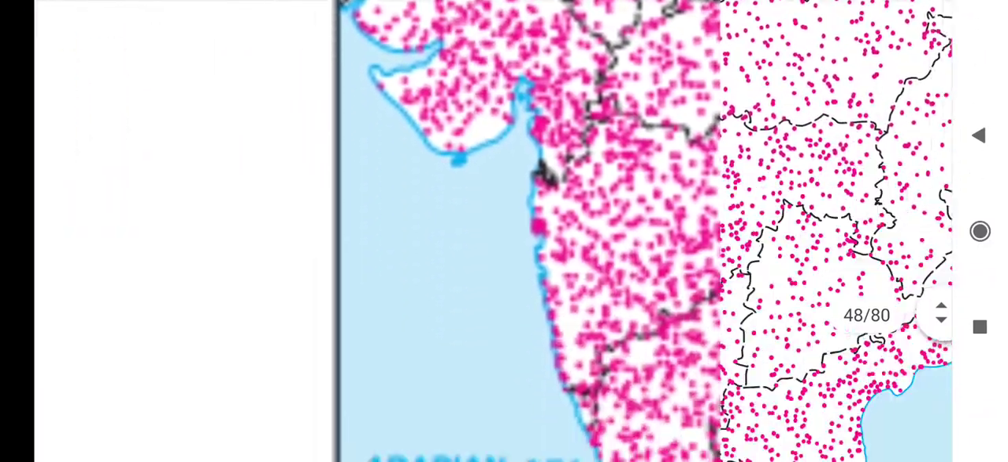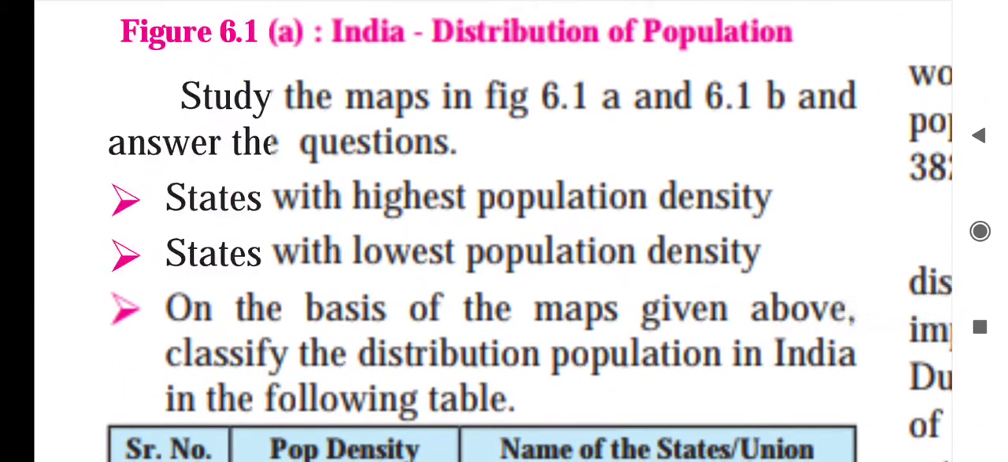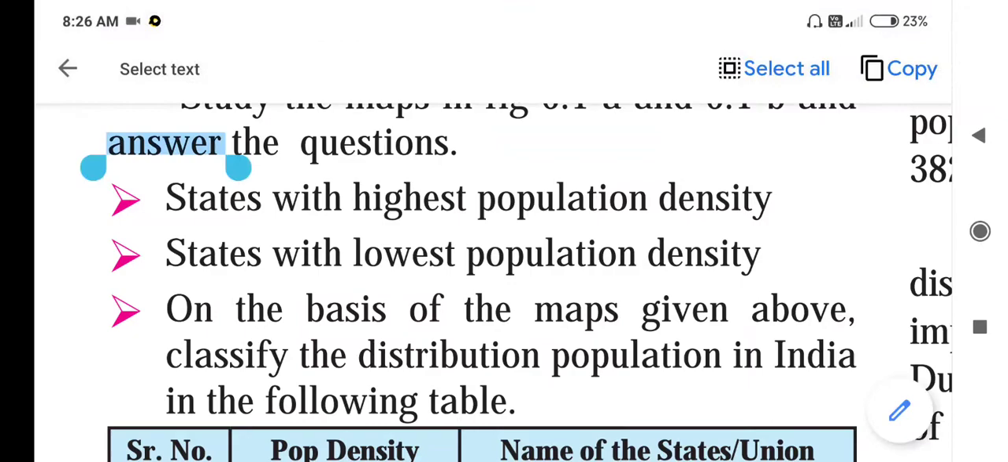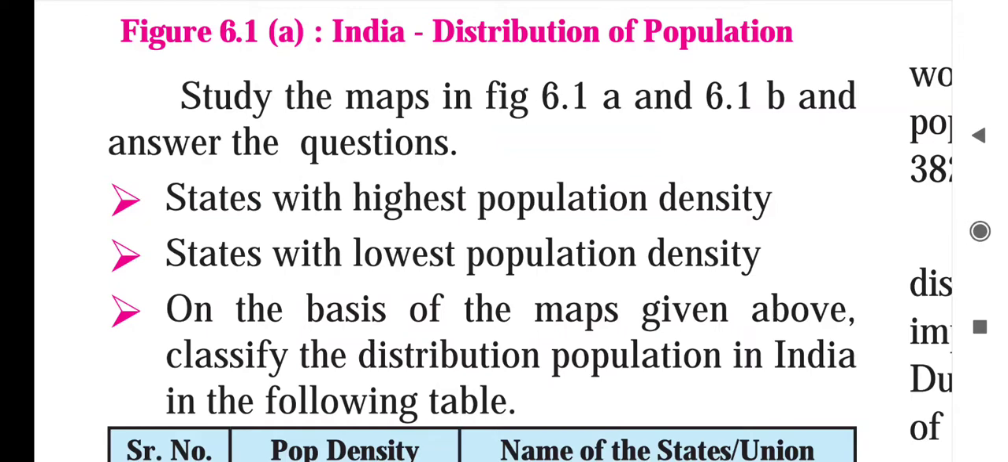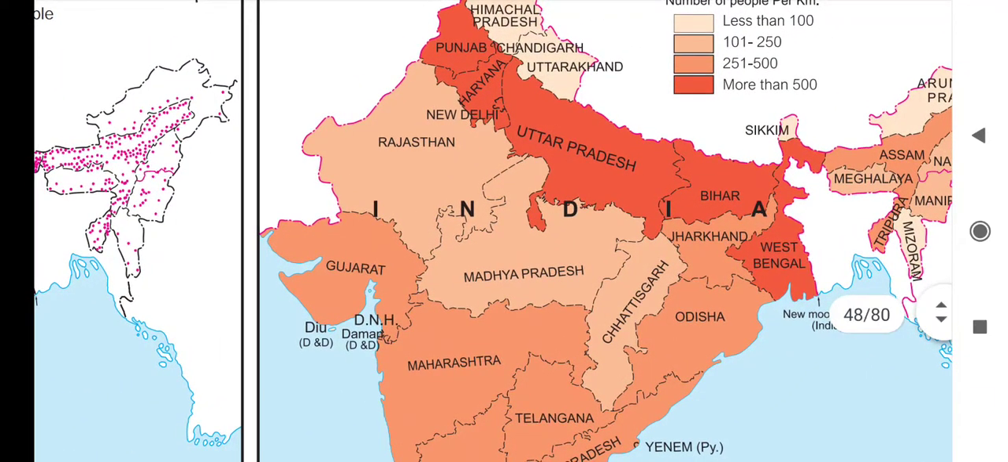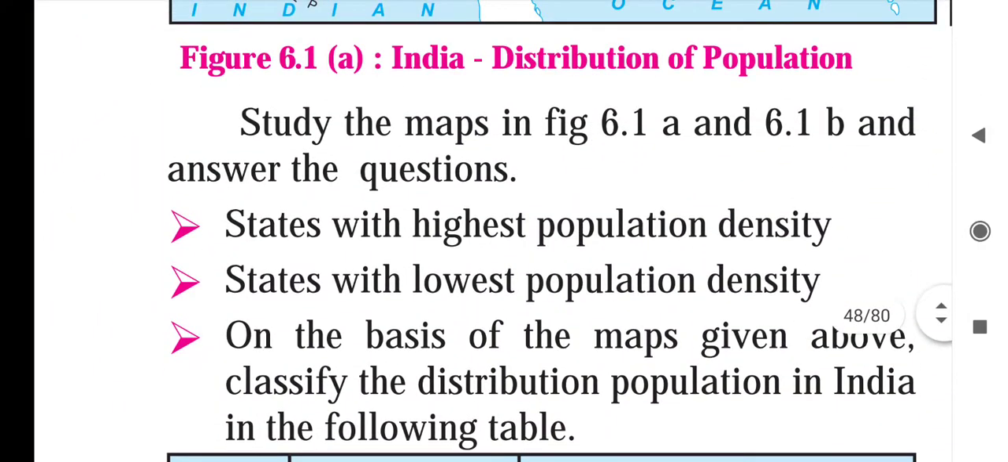Okay, now we will study the next. Study the map in figure 6.1a and 6.1b and answer the questions. State with the highest population density. We have just seen the highest population density, places like Kerala, Tamil Nadu. Again upside we have seen Uttar Pradesh, Punjab, Haryana, Bihar and West Bengal. These are the places where the population is high. Next question, state with the lowest population density. That also we have seen.